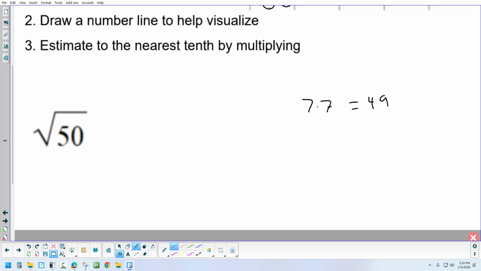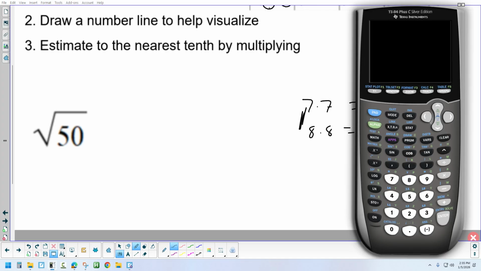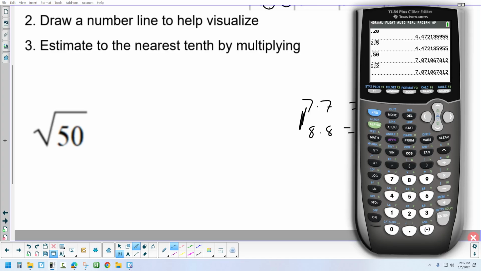What times what is too big? 8 times 8. That's too big. We're trying to get 50. So the answer is somewhere between 7 and 8. What do you think it might be? Like 7 point... what do you think we should try? Yep. 7.5? All right, let's try 7.5.